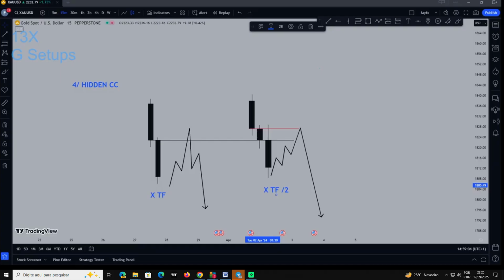So these are the four entries we have on gaps. Let's go on chart and see some examples.